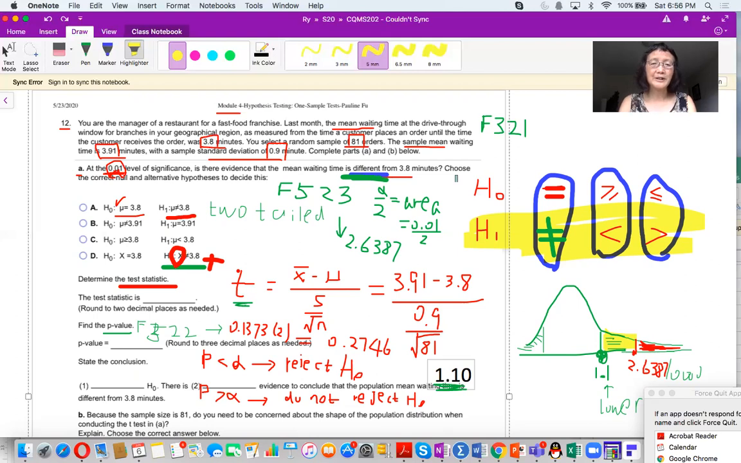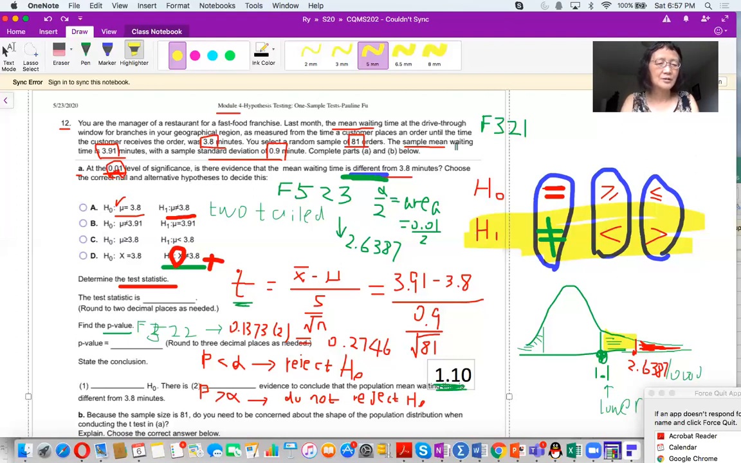I repeat because this procedure is important. How do you get the test statistic and p-value from the calculator? You start from F3, F2, F1, and then you select mu not equal to mu 0. For mu 0 type in 3.8, X bar type in 3.91, SX type in 0.9, sample size N 81, and then you're ready to go. Just press the EXE button. Sometimes you need to press it 2 times.